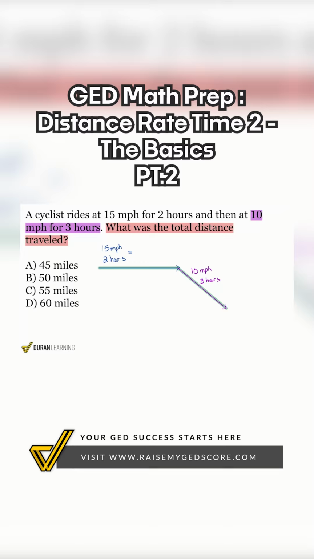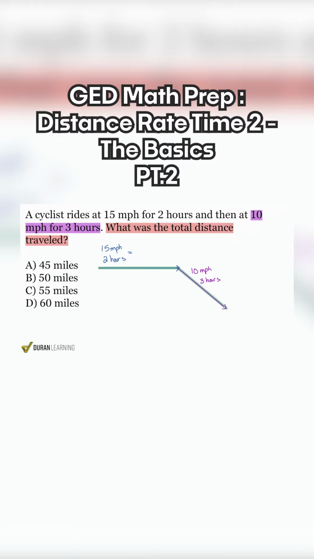Everyone, what is 15 miles an hour multiplied by 2 hours? Because again, distance equals rate times time together. Correct, that's going to be 30 miles. That's going to be right there, our first distance. Now let's talk about our second distance. Everyone, help me out. 10 miles an hour multiplied by 3 hours over here is going to give us 30 miles. Exactly. So it looks like the cyclist went 30 miles and then 30 miles again.